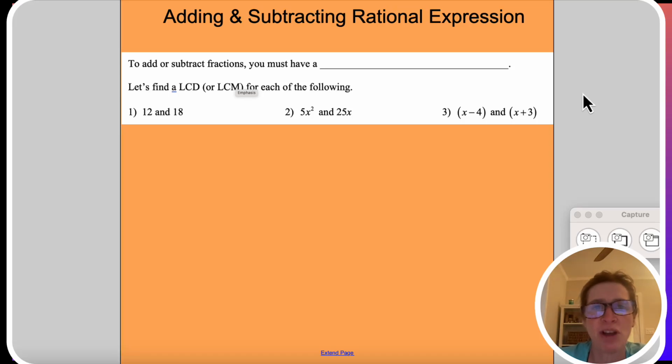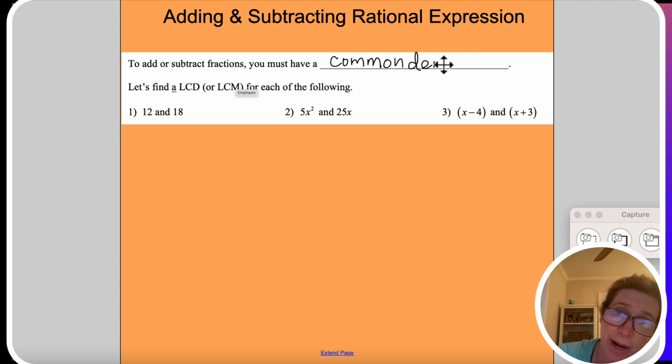Everyone, today we're going to be talking about adding and subtracting rational expressions, okay? And rational expressions are really just equations with fractions, but that have variables in them, which makes them rational. So we need to understand how we add or subtract fractions. Remember, to add or subtract fractions, you must have a common denominator.